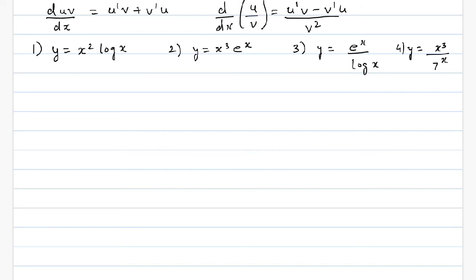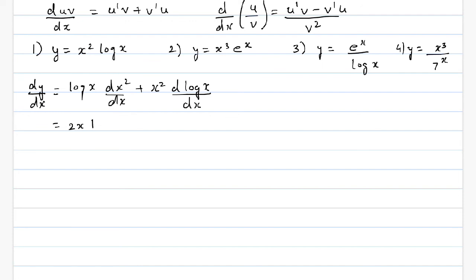For the first one, we can clearly see we have two functions multiplied, x square and log x. So we'll use our multiplication formula and say differentiation of y with respect to x is going to be log x, differentiation of x square with respect to x, plus x square, differentiation of log x with respect to x. So here we are going to get 2x, that was our differentiation of x square, log x plus, for log x differentiation becomes 1 by x, so I get x square into 1 by x, or you can write this as x common, 2 log x plus 1.